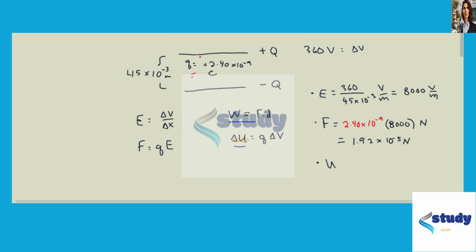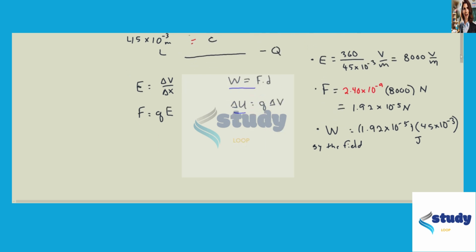And we'll use that force then to calculate the work done by the field. That's an important thing. We don't have an external agent coming in and doing anything. So that's just 1.92 times 10 to the minus 5 times 45 millimeters. And that should be in joules if we have used SI units. So that work is a positive quantity. And we will talk a little bit about why it's positive. But essentially it is positive because the force is acting in the same direction that the particle is displacing.